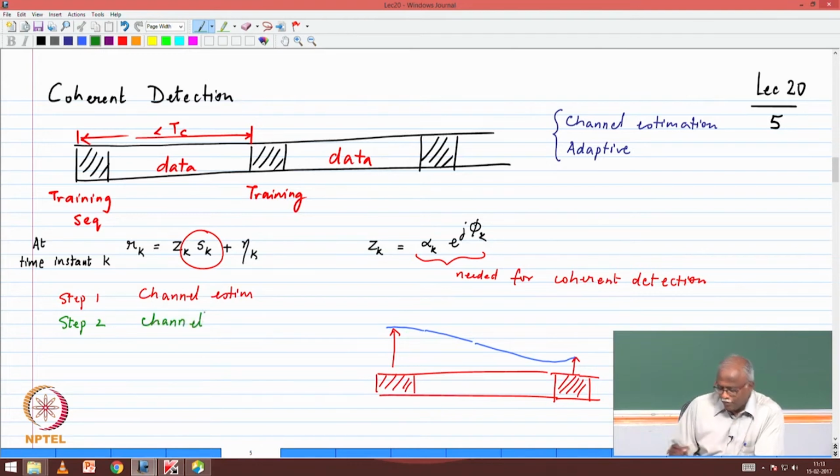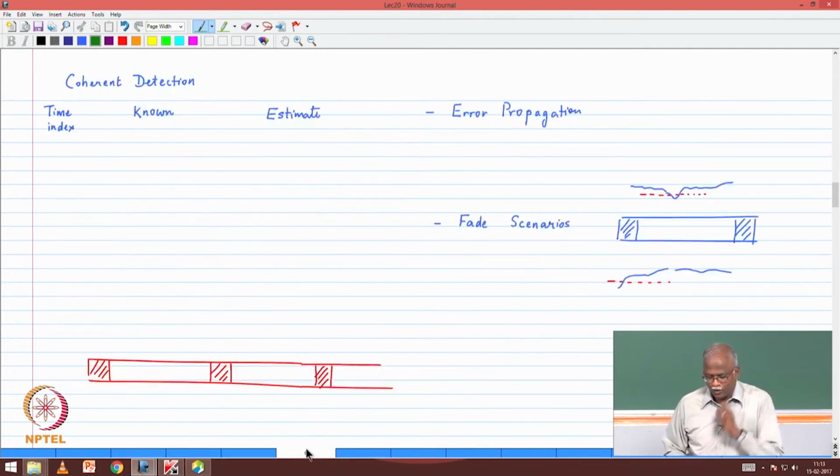Okay, now this is very important, and again it's a very simple concept. Let me just explain it to you in the following steps. Time index 0, k equal to 0, that is my starting point. What is known at this point? I know R0, that is what is obtained, and through the channel estimation process I know alpha 0 e power j phi 0, correct? That is known for me. Now, that is my initial estimates.